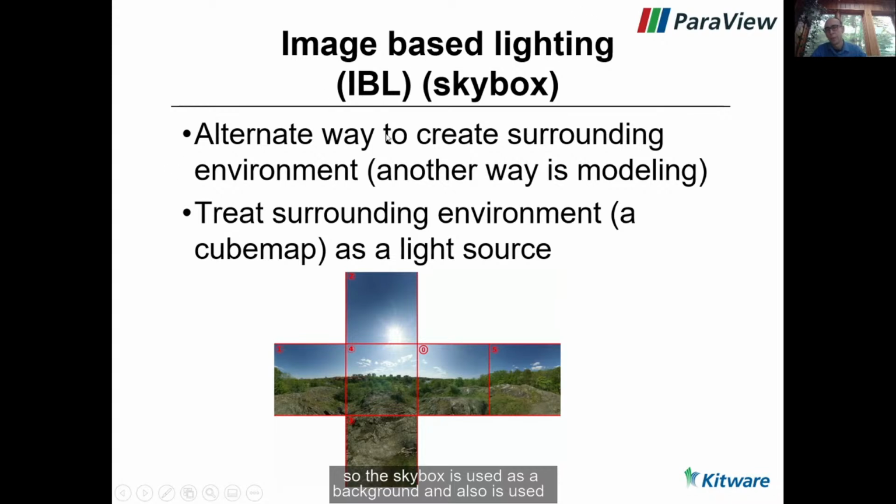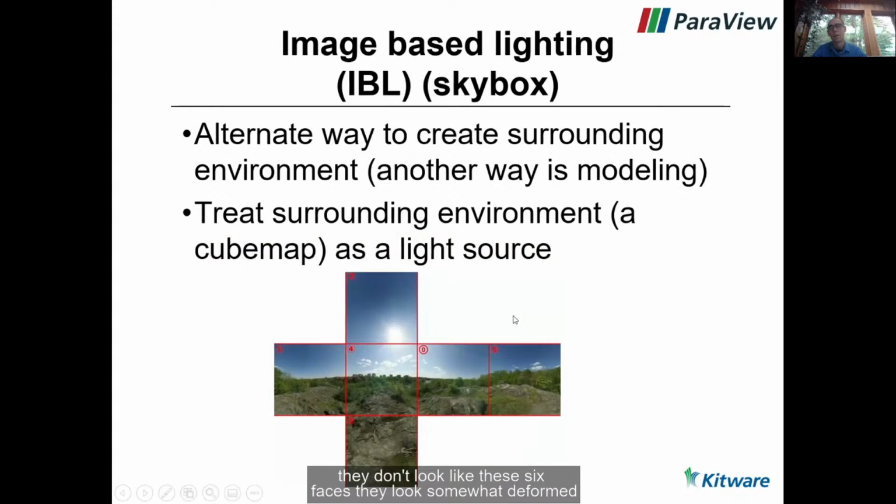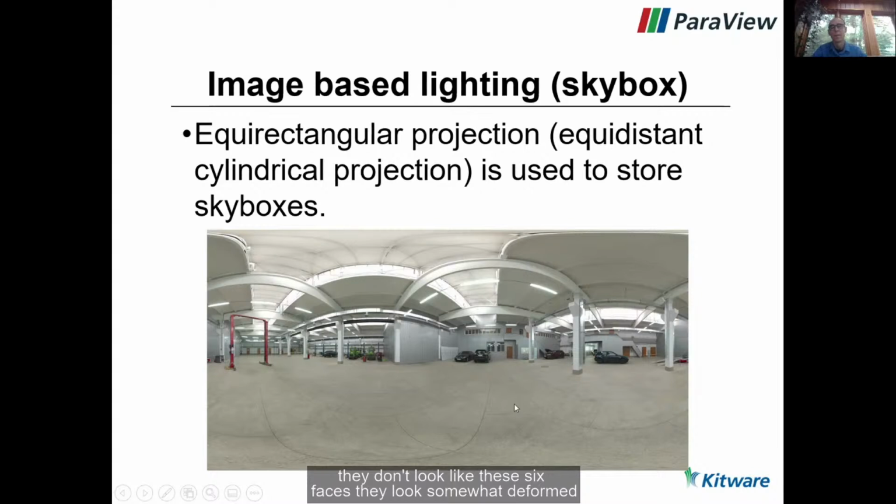The skybox is used as a background, but it's also used to light the model, so it's used as a light source. It consists of the 6 faces of a cube that surrounds your model. If you open up one of these skyboxes, they don't look like these 6 boxes. They look somehow deformed. The reason is that the sphere gets projected onto a cylinder, and then that cylinder is unwrapped and stored in the file.